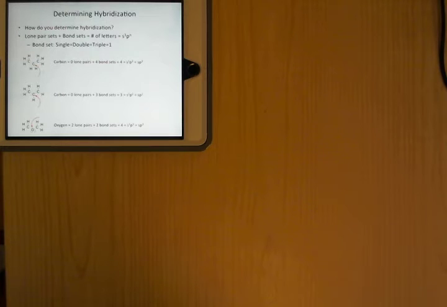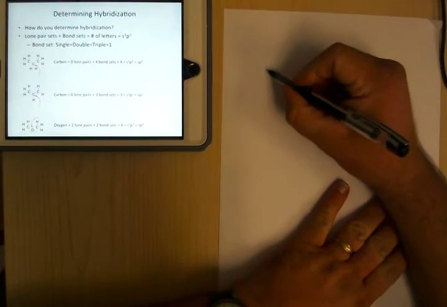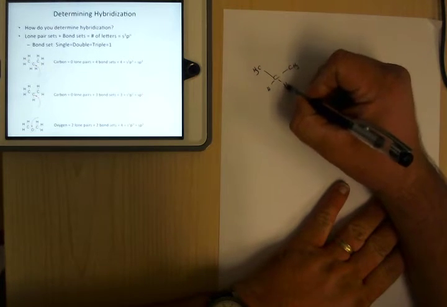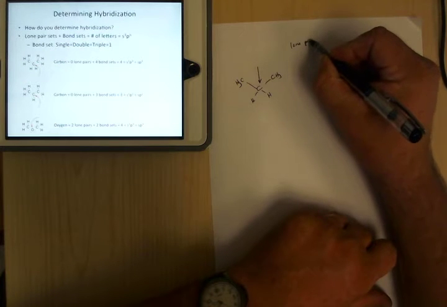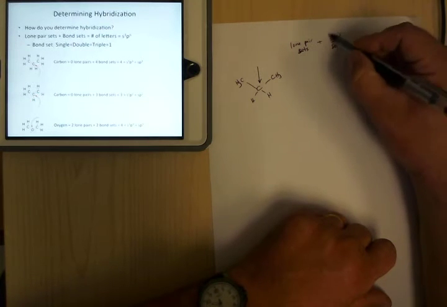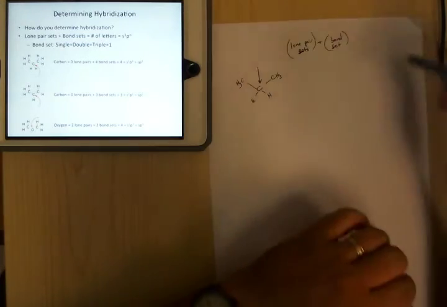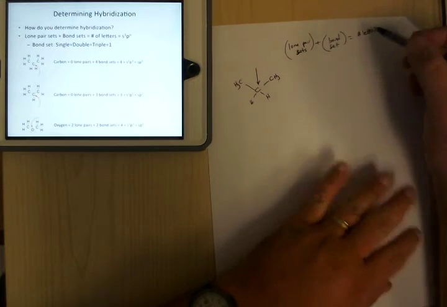Okay, so for determining hybridization, the easiest way to do this is to think about letters. Remember we talked about the groups in VSEPR theory. So let's say you have CH3. What you're looking at is lone pair sets plus bond sets. And just like in VSEPR theory, a single, a double, and a triple bond are all considered one set. So you're going to figure out the number of letters that you need.